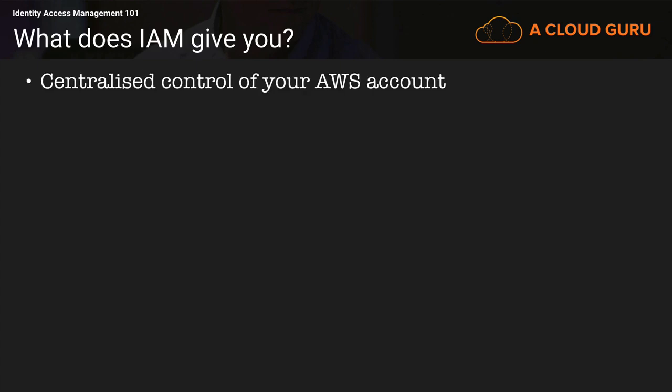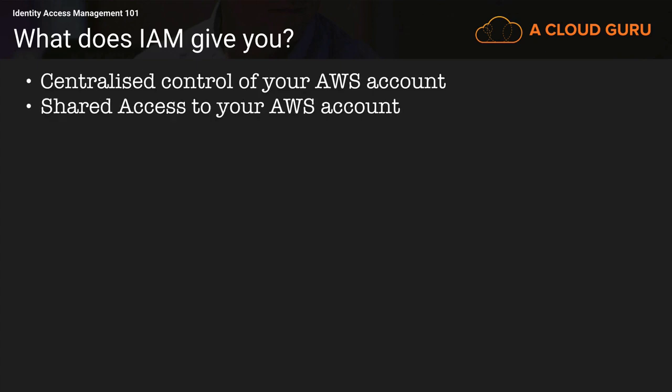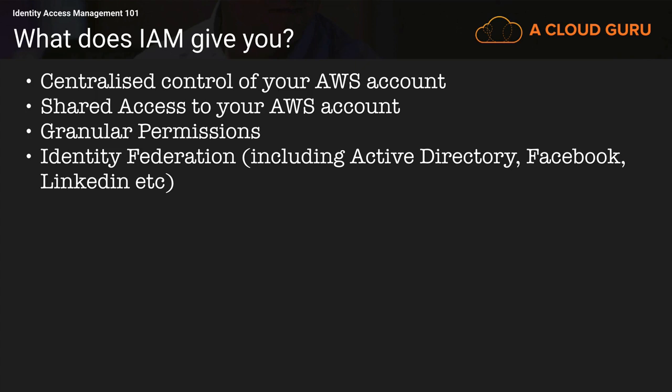Now, IAM, what does it give you? It gives you centralized control of your AWS account. It gives you shared access to your AWS account. It gives you granular permissions. It gives you identity federation, including Active Directory, Facebook, and LinkedIn. And again, a very important topic in the Certified Security Specialty exam is understanding how to integrate Active Directory with IAM. And we're going to cover that in this section of the course as well.